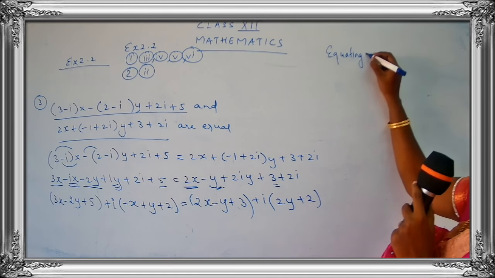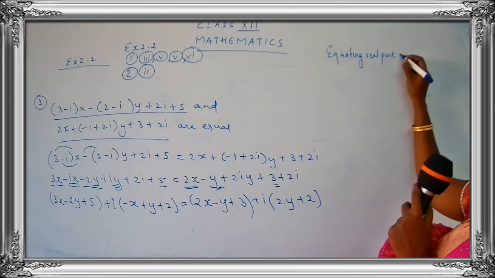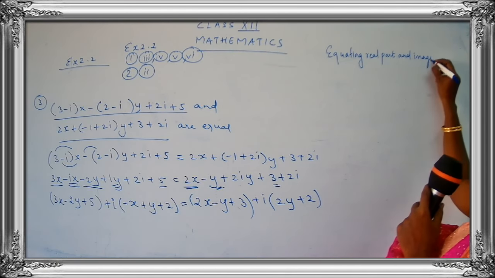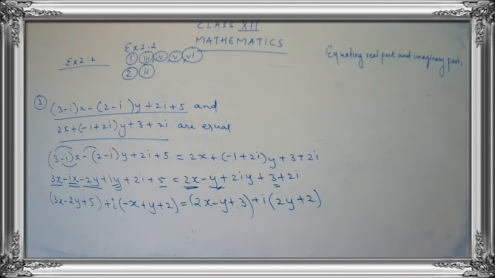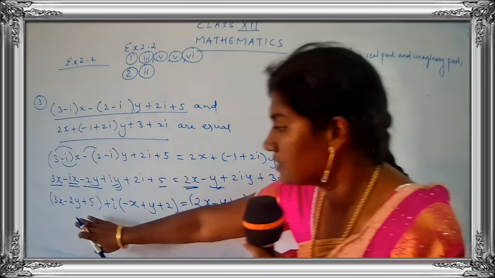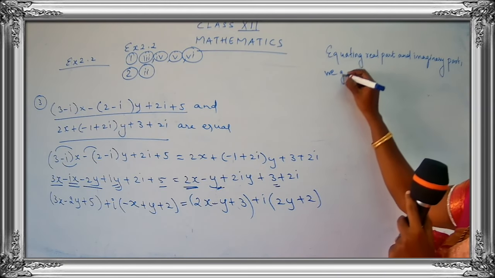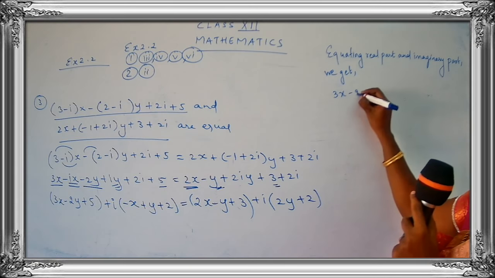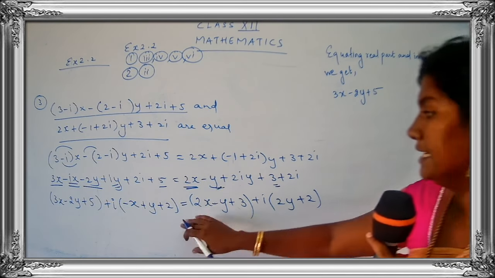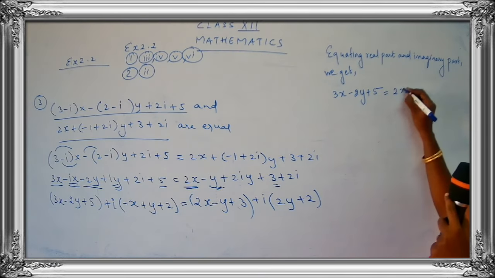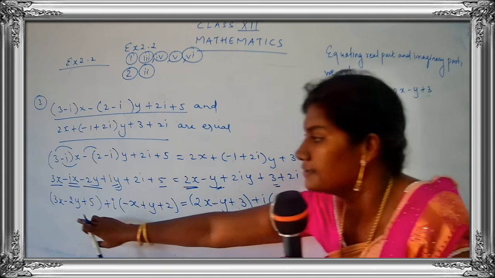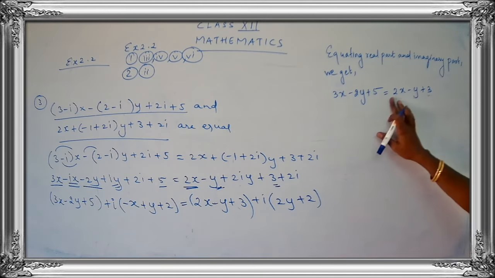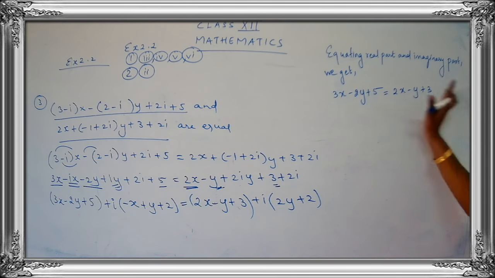Equating real part and imaginary part. What is the real part here? So we get 3x minus 2y plus 5 is equal to 2x minus y plus 3. Here I am taking only the real part. 3x minus 2y plus 5 is equal to 2x minus y plus 3. Try to form an equation from this part, children, first.